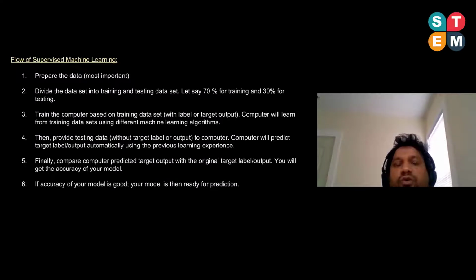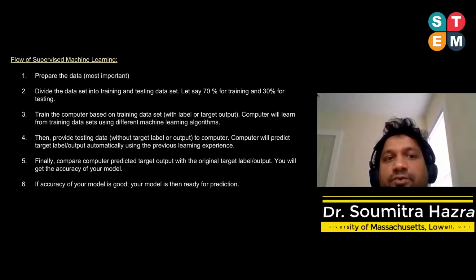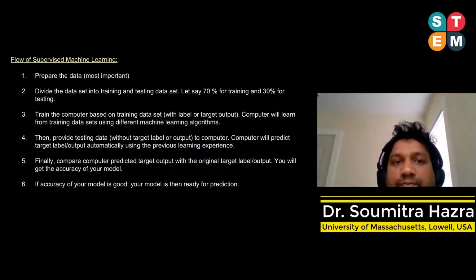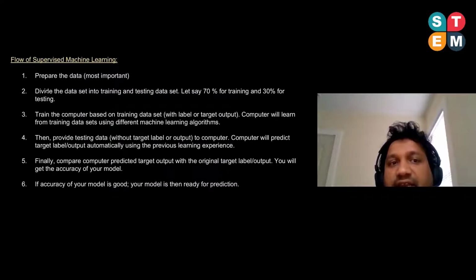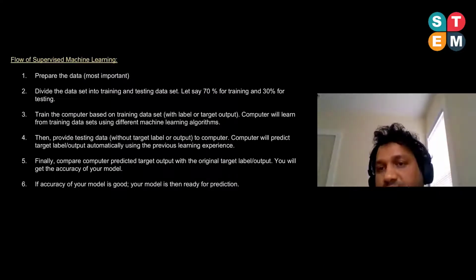Okay, so now I will describe the flow of supervised machine learning. First is what I told you earlier, the preparation of the data, which is the most important part, and then divide the data set into training and testing data sets. Let's say 70% for training and 30% for testing. This 70% we will use for the purpose of teaching the computer, so we train the computer based on the training data set.